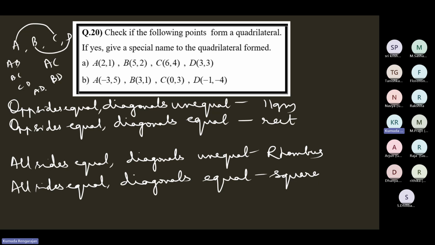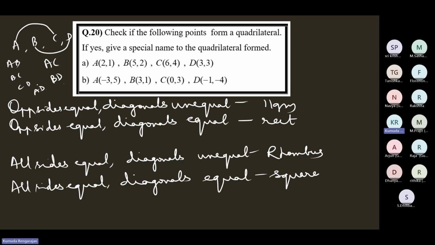All sides equal, diagonals unequal, rhombus. All sides equal, diagonals also equal, square. If only opposite sides are equal, like AB is equal to CD and BC is equal to AD, and diagonals are unequal, it's a parallelogram.